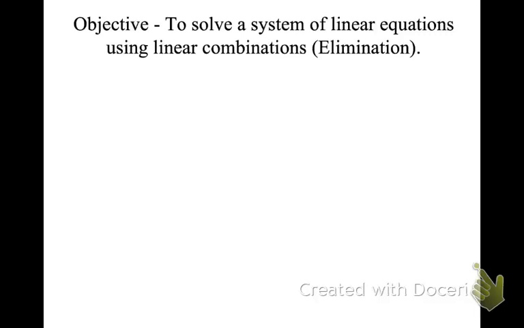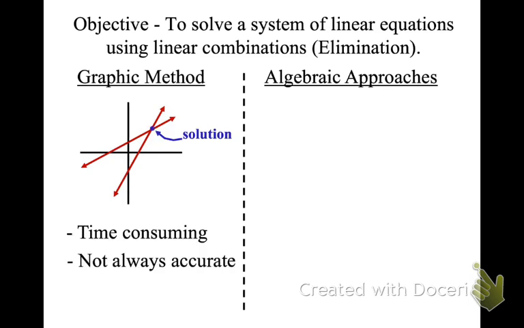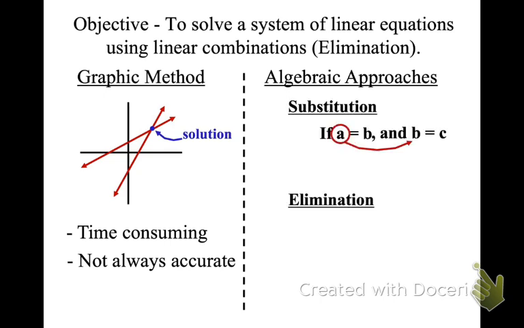Okay, today we're solving systems of linear equations with something called the elimination method or the addition method. Books call it both names, elimination or addition. Okay? We've learned how to solve them using the graphing method, and we found it's time consuming and it's not always accurate. Yesterday we learned the substitution, also known as the transitive property. And then the third method is called the elimination method.